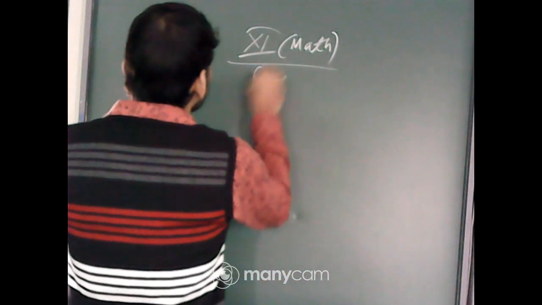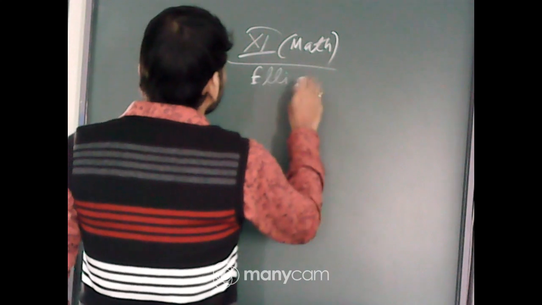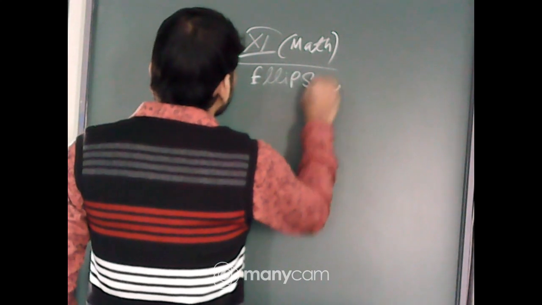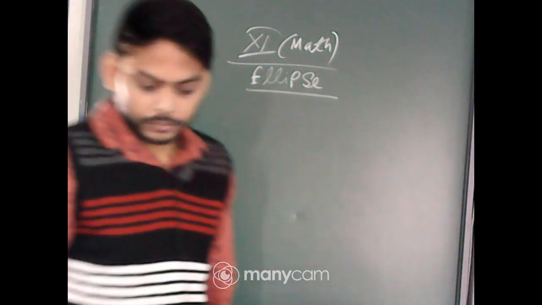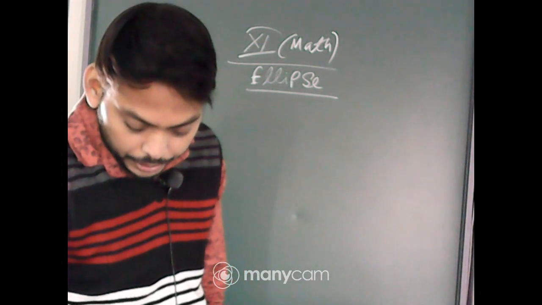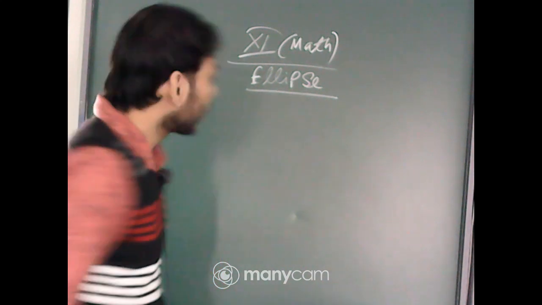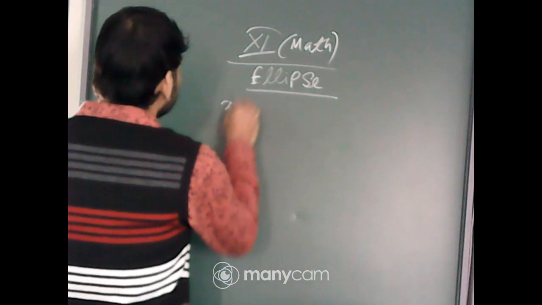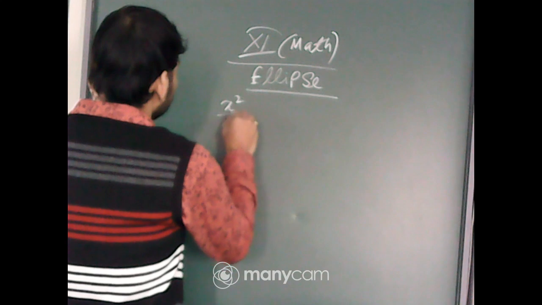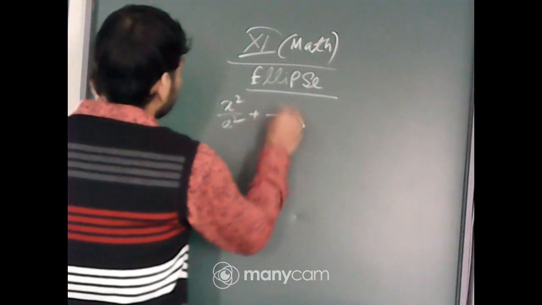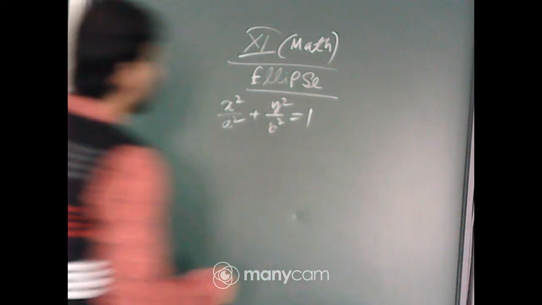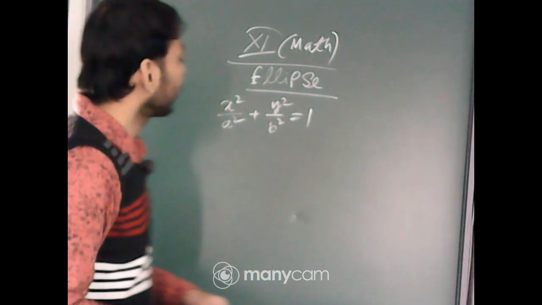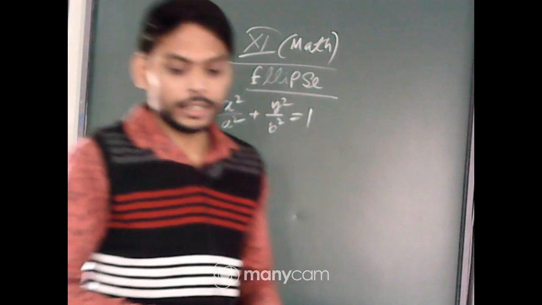Today we will discuss about ellipse. First of all, I am telling you the standard form: x square by a square plus y square by b square equals to 1. You know that for ellipse the eccentricity is less than 1.